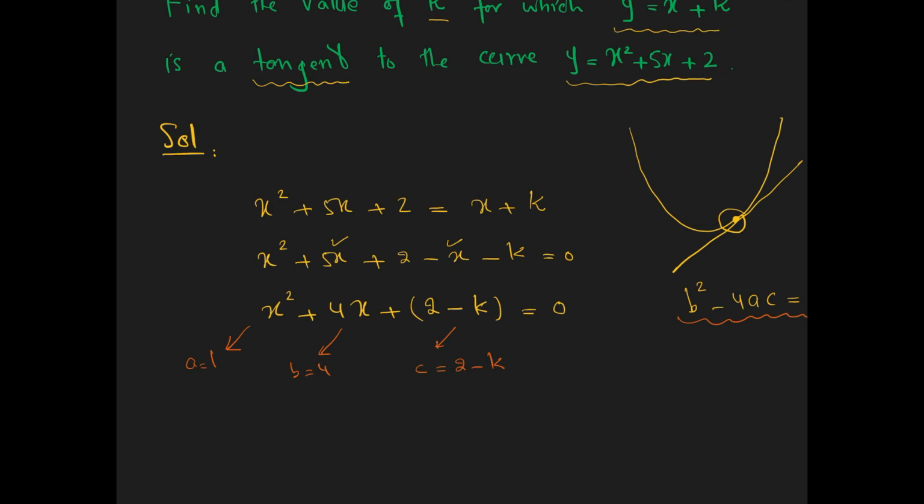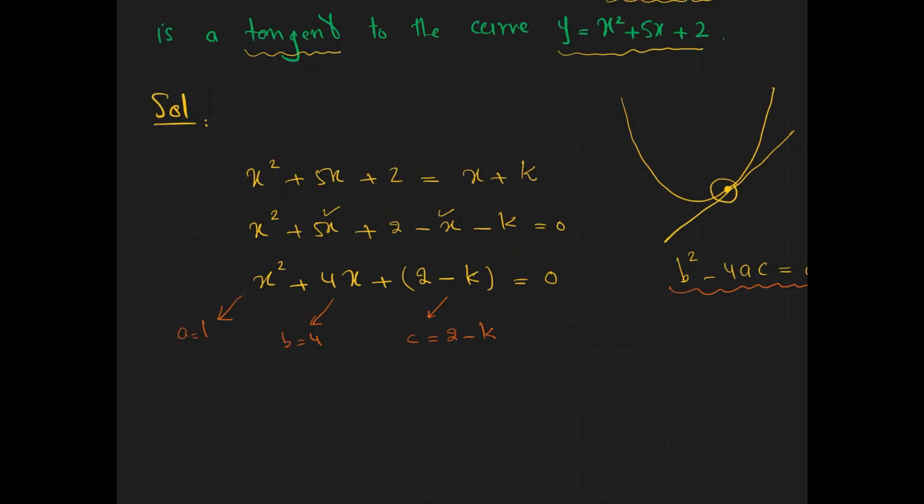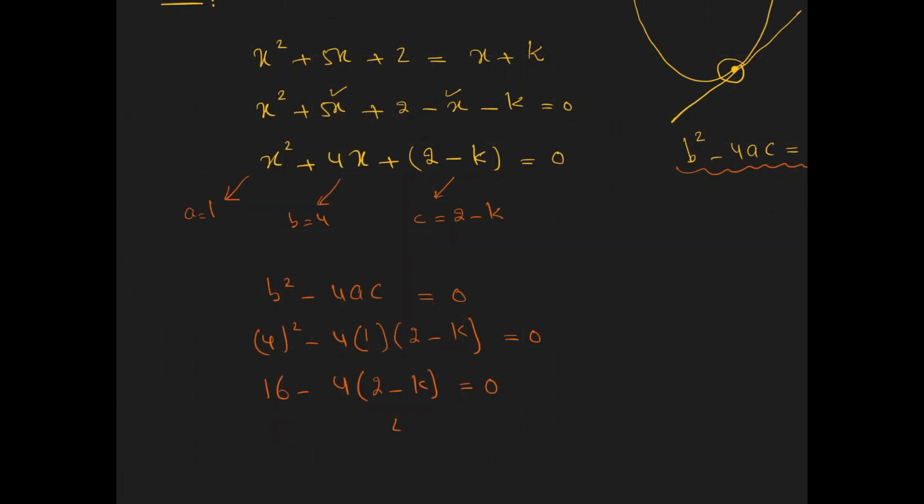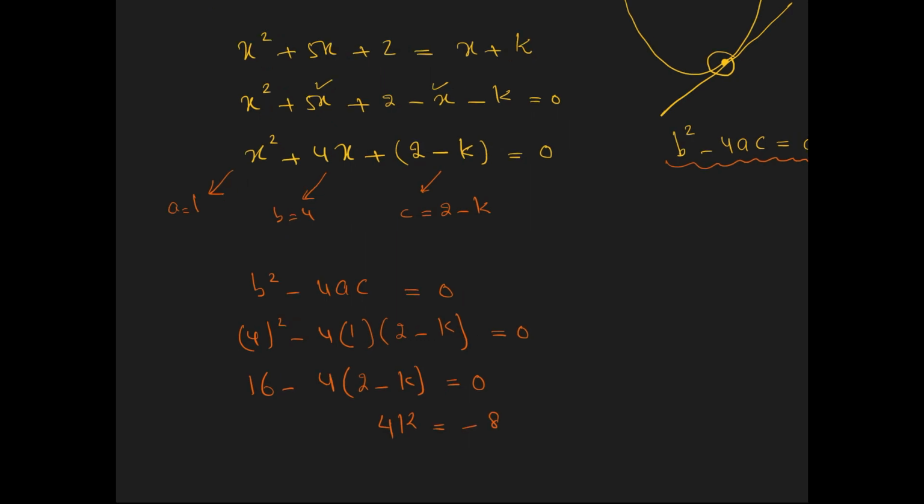Using the fact that b square minus 4ac is equal to 0, we can write 4 square minus 4 into a is 1 and c is 2 minus k is equal to 0, or 16 minus 4 into 2 minus k is equal to 0. Solving this one, we will get finally 4k is equal to minus 8, which gives us k is equal to minus 2.